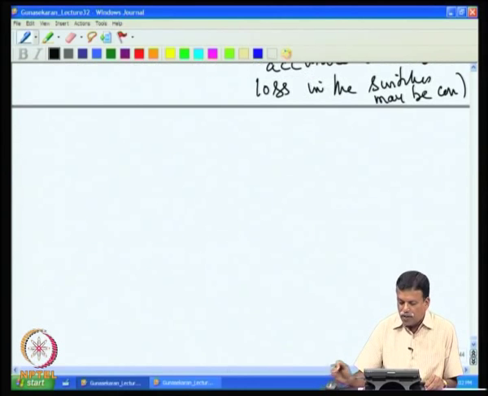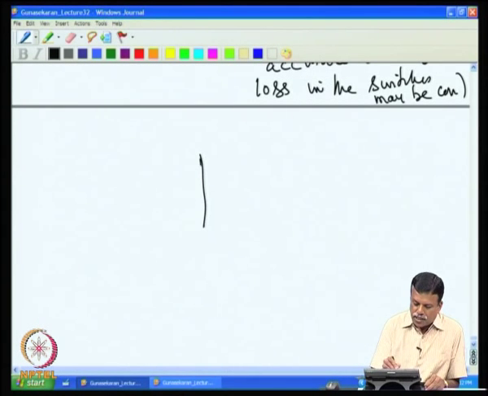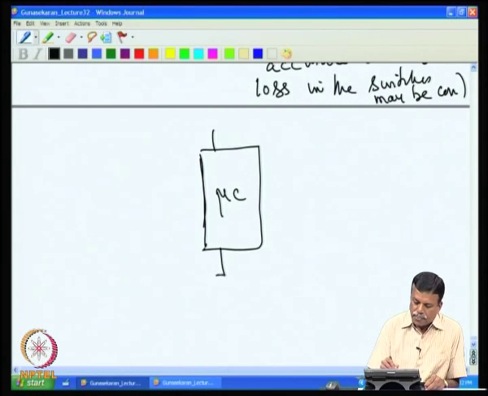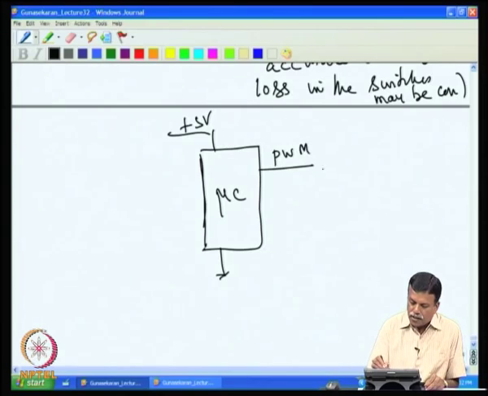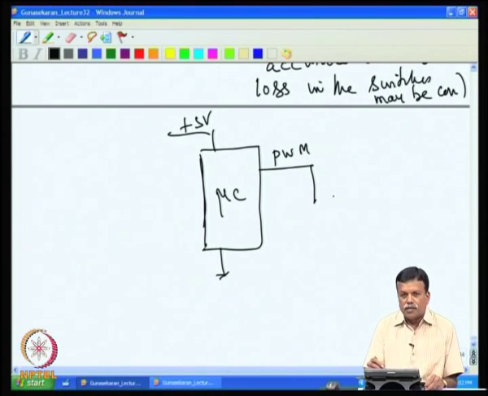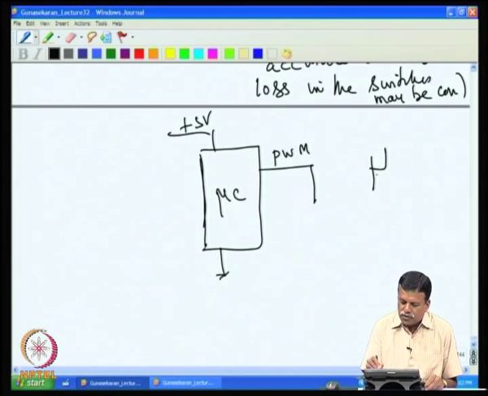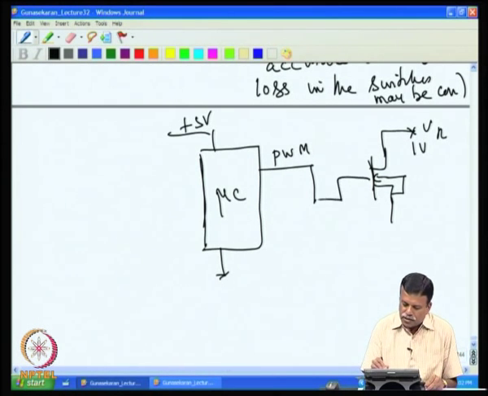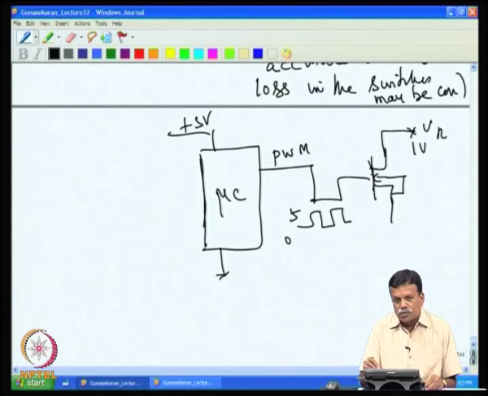One way of improving this would be to have switches connected with the PWM output of the microcontroller and plus 5 volt. The PWM output can be suitably scaled using FET switches at the output. For example, we can have FET switches, and this can be connected to a V reference, which may be say 1 volt, and this can have 5 volt logic. So, the small signal FET switches on with even 3 volt difference. So, when it is on, you will have 1 volt, and then this can be filtered with RC.